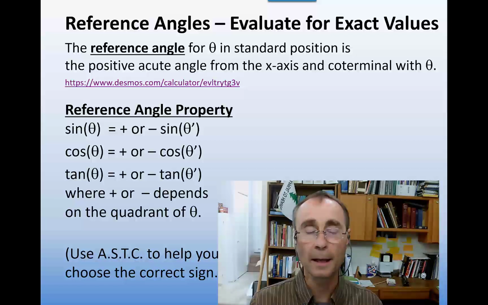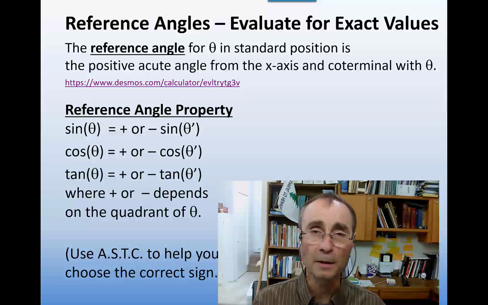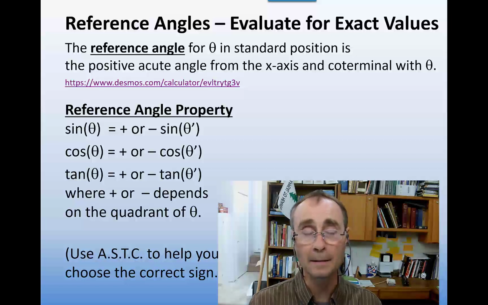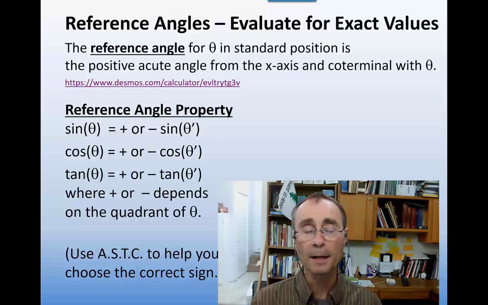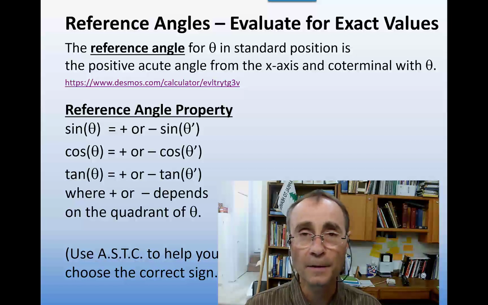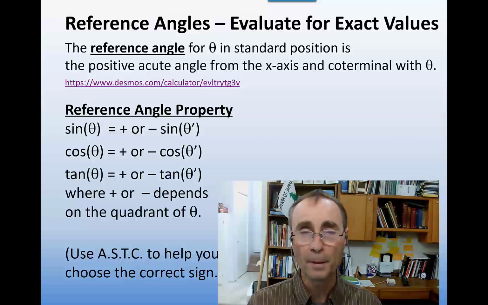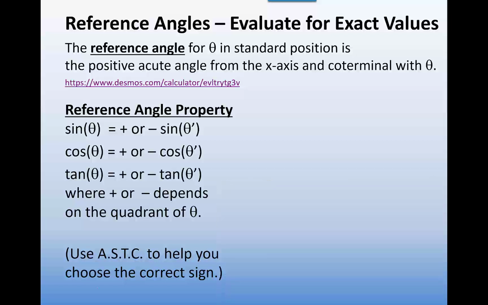How do we calculate exact values for trig functions, particularly on radians? I'm not going to concentrate on the degrees. Most students find the degrees pretty easy to figure out, but the radians take a little bit more thought. So that's what this is for, so you can focus on the radians. All right, so this is all going to begin with the reference angle property. And the reference angle property is what makes this all real easy.